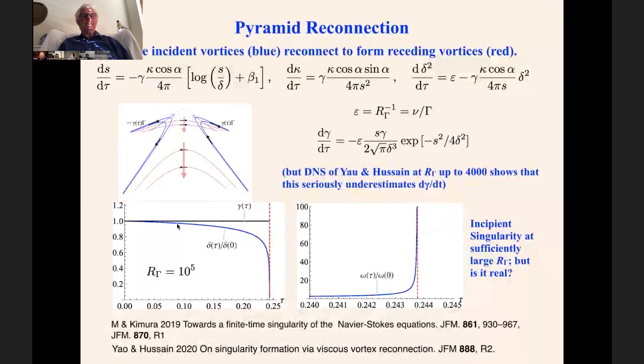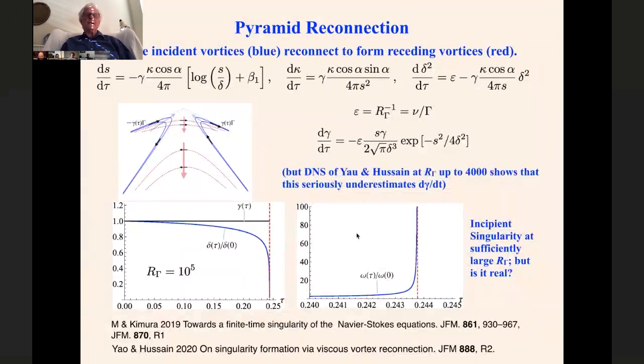The gamma remains approximately equal to unity. In other words, before reconnection even begins, the scale of the cross-section appears to go to 0, and the maximum vorticity, which is actually gamma divided by delta squared, appears to, well, become very large, an incipient singularity at sufficiently large R gamma. But we don't know if this is real.